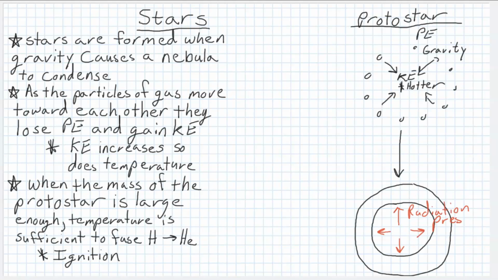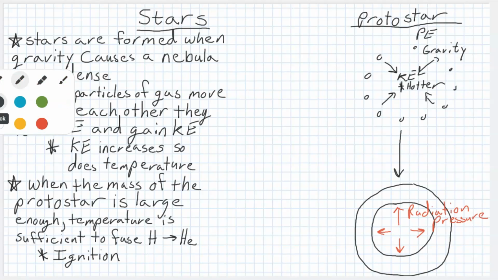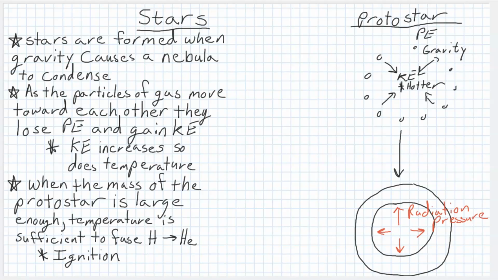So at this point, I have an outer star and an inner core, and the inner core of this star now has a pressure pointing outwards caused by the fusion reaction, which is the radiation pressure. And opposing the radiation pressure, I have the pull of gravity. It is the balance between these two forces in equilibrium that allows the star to maintain this state for billions of years.